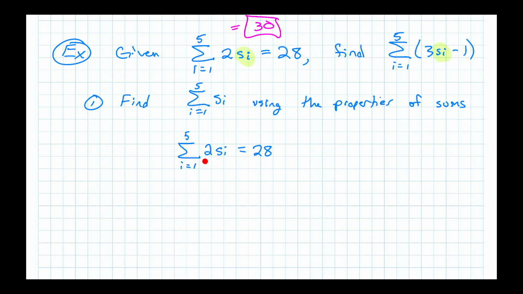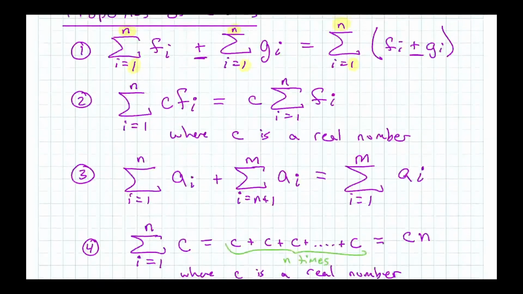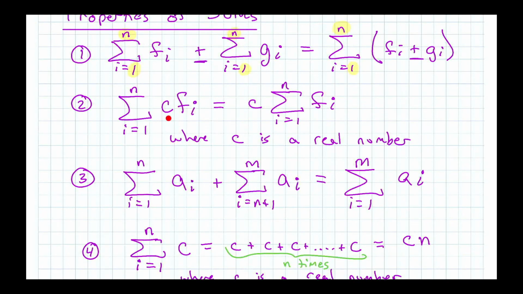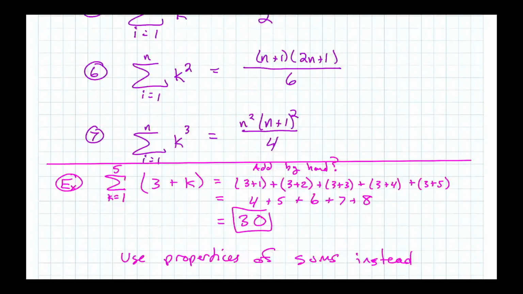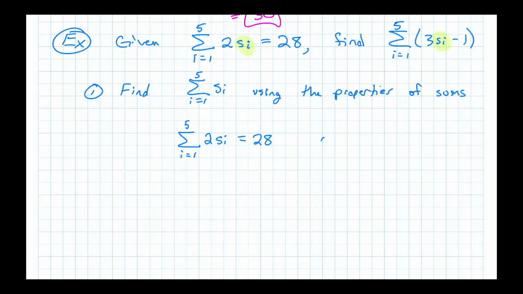But we should be able to do something with this 2, right? This 2 is extra here. What can we do with the 2? Well, we have a property that says this 2 can actually just move to the outside of the sum. Isn't that what I called property 2 here? If you have a constant here, you can move it outside of the sum. So we can move the 2 outside. That's a property. So this tells you that 2 times the sum from 1 to 5 of si is 28.